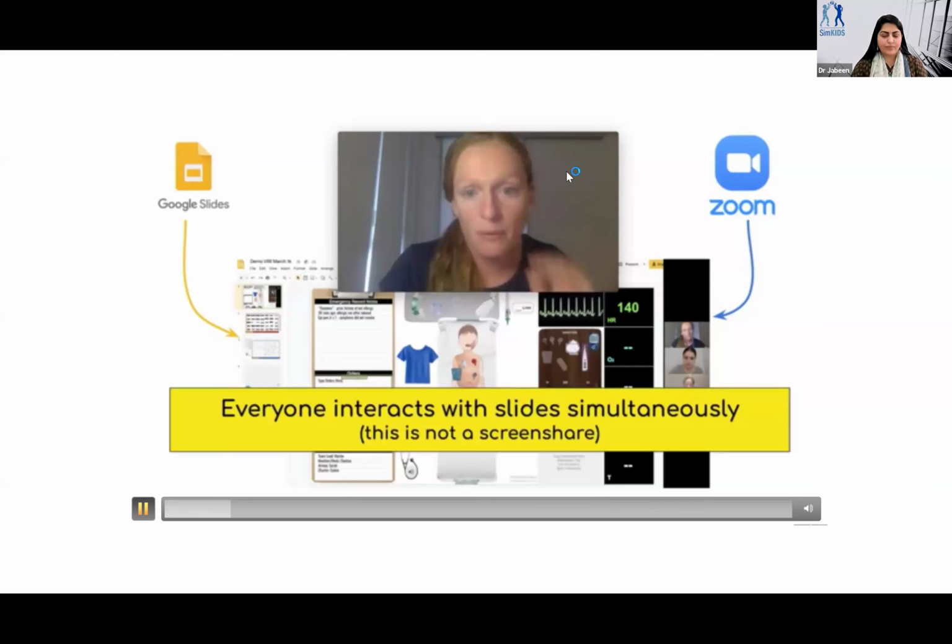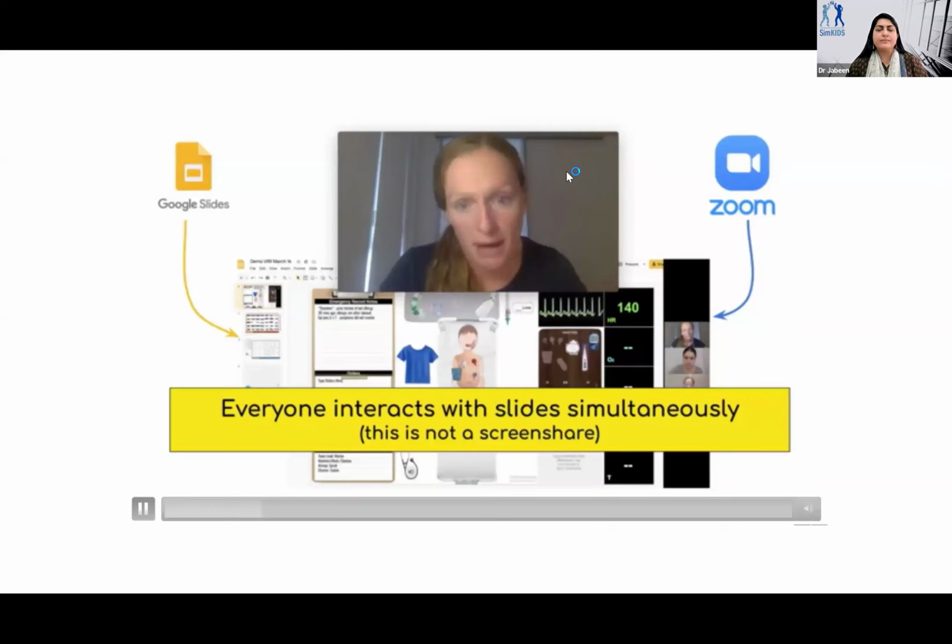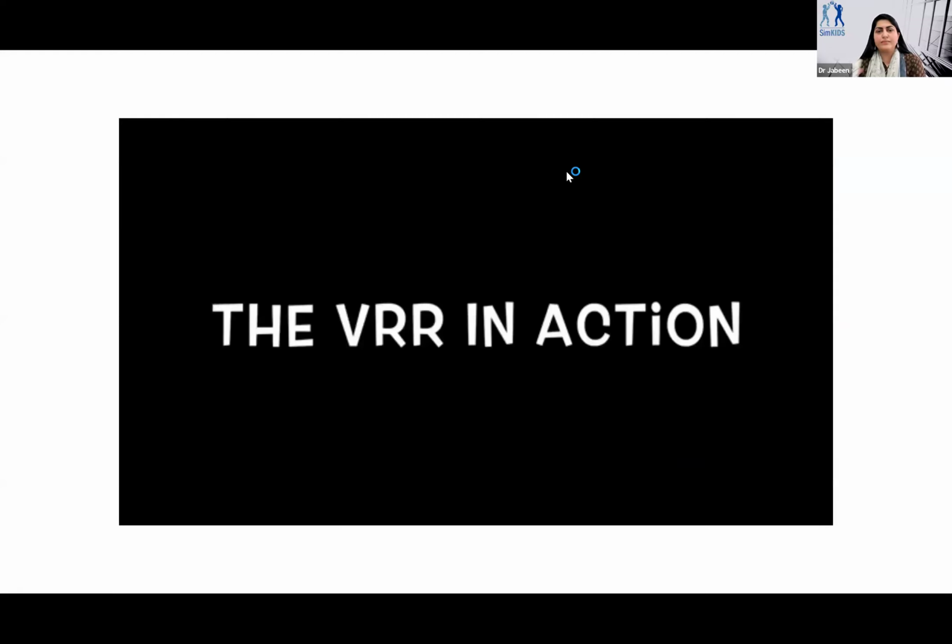I want to emphasize this. This is not a screen share. This is a collaborative document, so everyone can be simultaneously making changes like putting on monitors and putting on oxygen and typing in a text box, doing the same actions that you would do in the sim lab. This all makes more sense when you see it in action. Let's check it out. Begin by applying monitors.